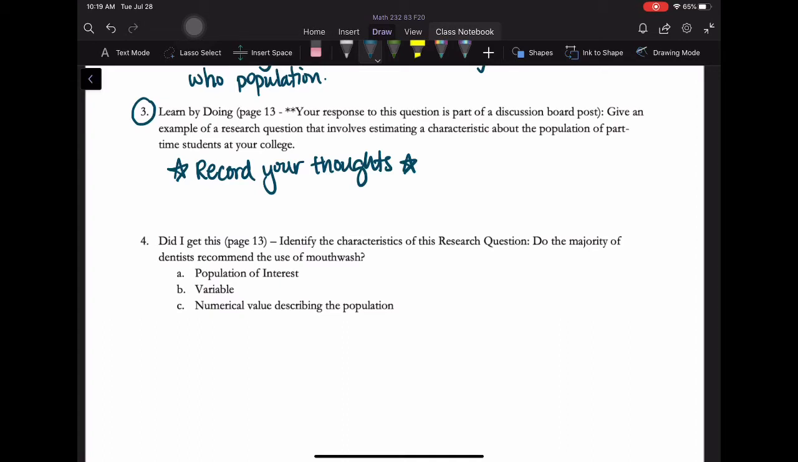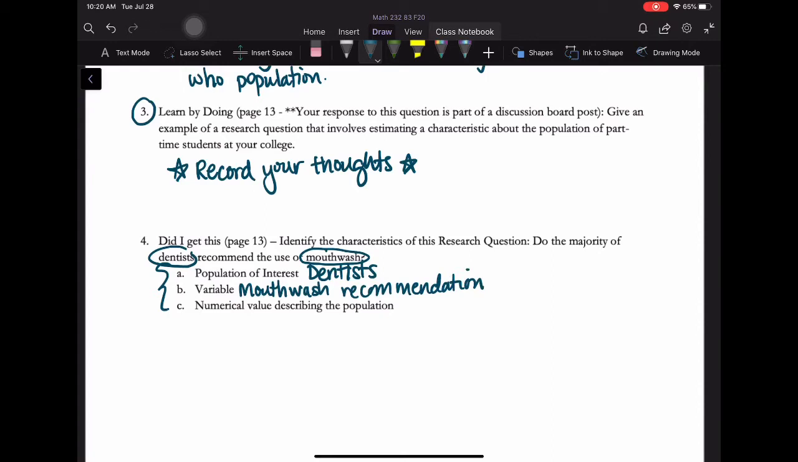Now in number 4, did I get this? You'd find this in the text, page number 13. You're asked to identify the characteristics of the research question: do the majority of dentists recommend the use of mouthwash? So what's the population, what's the variable, and what's the numerical value? Again, these are the 3 characteristics that you want to include in a well-worded research question. The population that we're going to be talking about is dentists. And what is the variable that we're measuring? What do they care about? They want to know, do they recommend mouthwash? So the variable is a mouthwash recommendation. Yes or no is how we measure that. So we would say mouthwash recommendation.